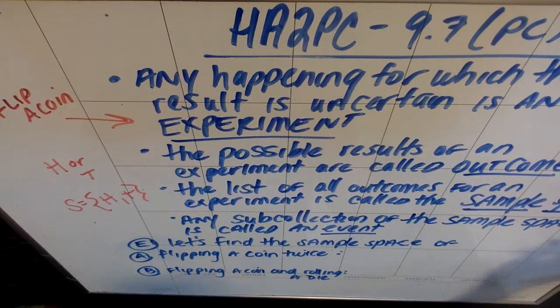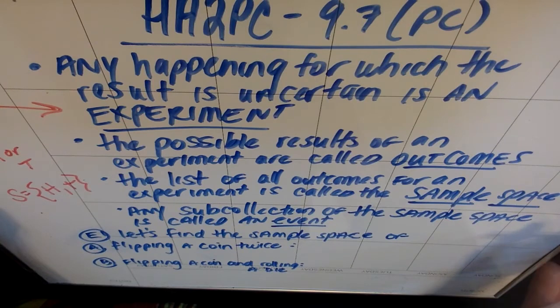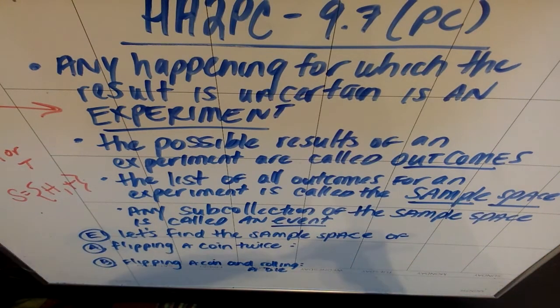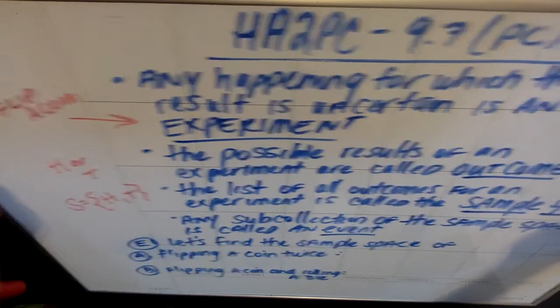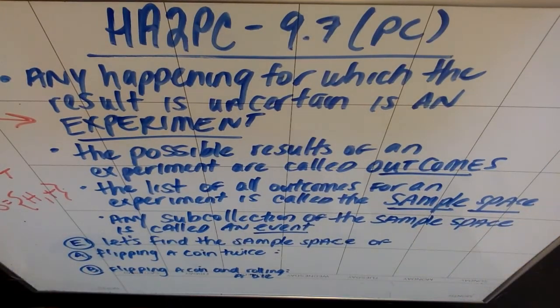Any sub-collection of the sample space is called an event. So for instance, if I were asking for the sub-collection where I flip heads, the sub-collection would literally just be H. That's it, the event where I flip heads. Not the whole thing. Now, that's not a great example because there were only two outcomes here, but we're going to do other examples of this in a sec.